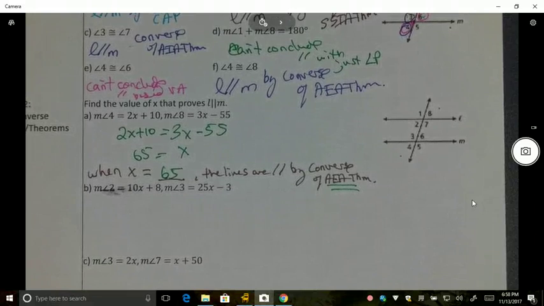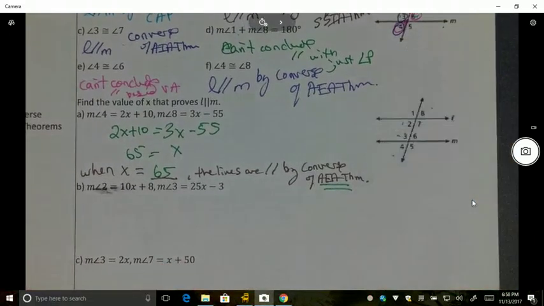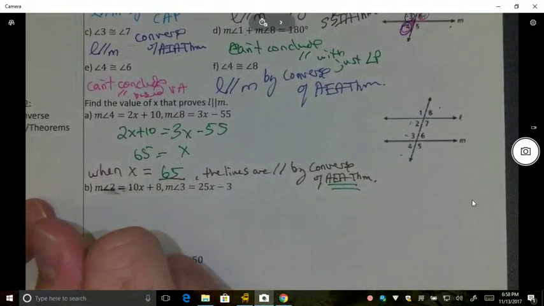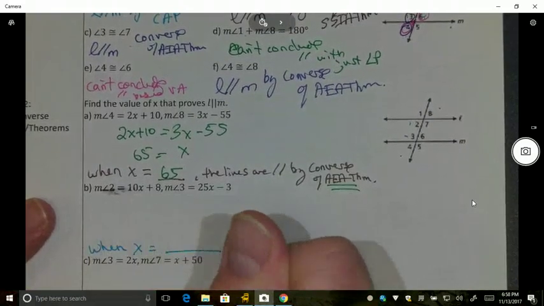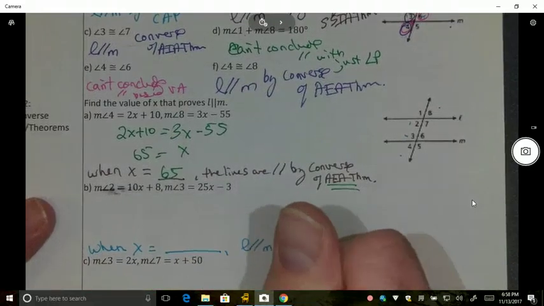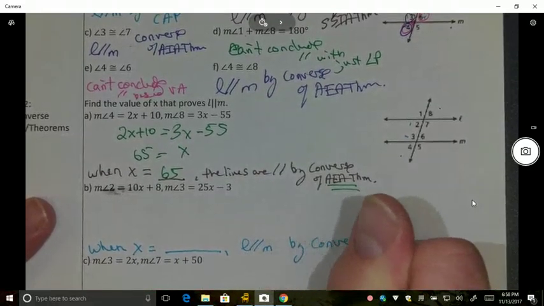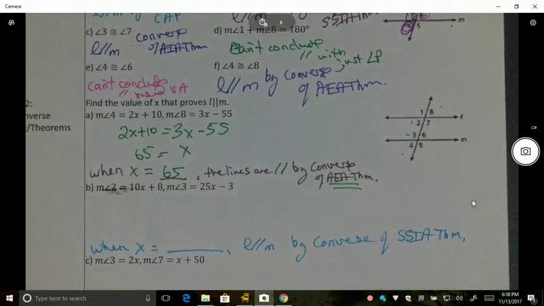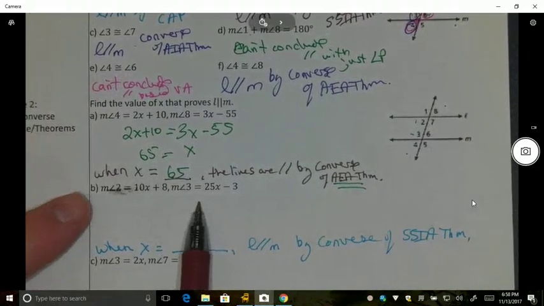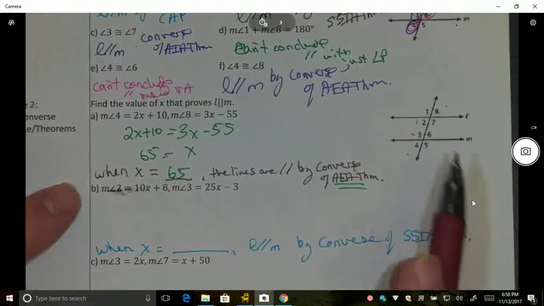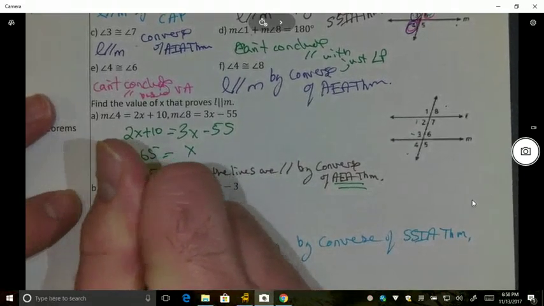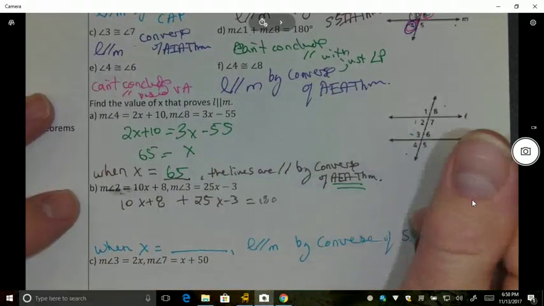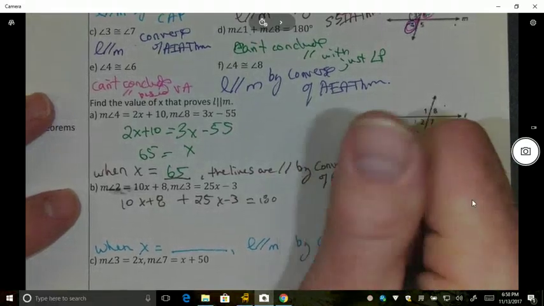Take a look at letter B. We have angles 2 and 3. Angle 2 and 3 are same side interior. So when x equals some number, then L will be parallel to M by converse of same side interior angle theorem. This is going to be our answer. We have to figure out the value of x that works for that. So because they're same side interior angles, I don't want to set them equal. If those lines are going to be parallel, those have to be supplementary. So 10x plus 8 plus 25x minus 3 has to equal 180, because if I'm going to do same side interior angles, I need them to be supplementary.